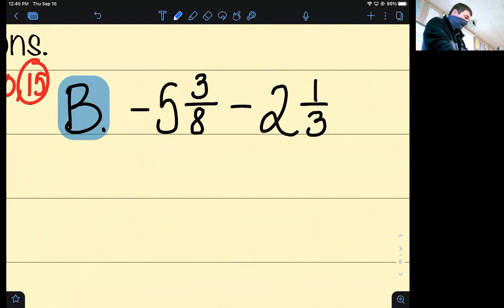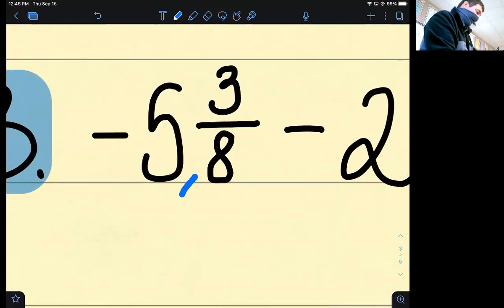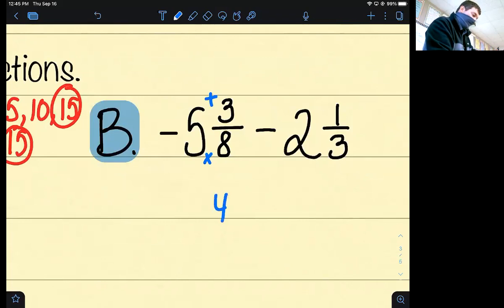So let's do that. What is 8 times 5 plus 3? Okay, 43/8. Don't forget that it's a negative 43/8 because that fraction was negative. Now I'm going to try to do 2 steps in one here. I'm going to try to convert this to an addition problem while also converting this to an improper fraction.